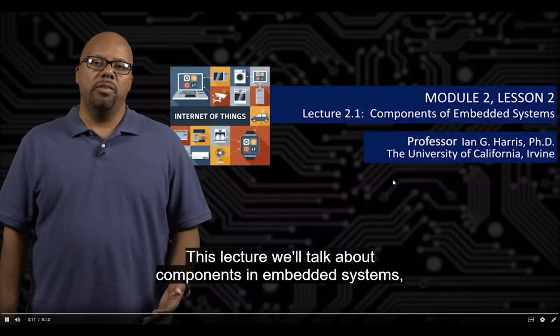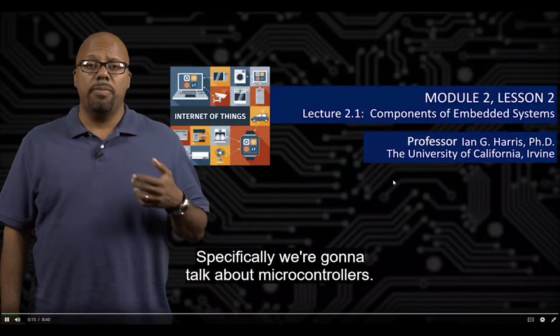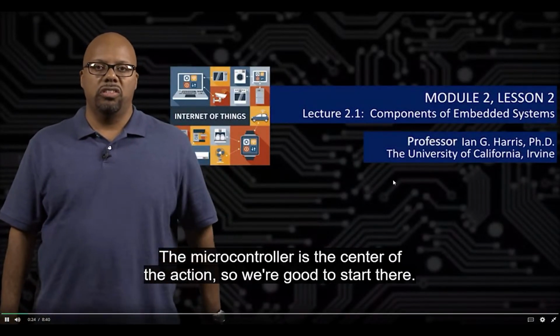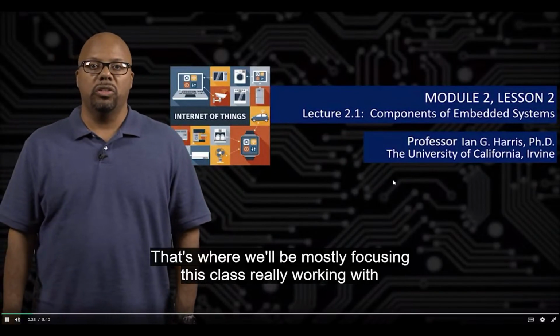This lecture will talk about components in embedded systems, the hardware components. Specifically, we're going to talk about microcontrollers. We'll start talking about microcontrollers, and go on in the next lecture about that too. The microcontroller is the center of the action, so good to start there. That's where we'll be focusing this class, really, is working with the microcontroller.